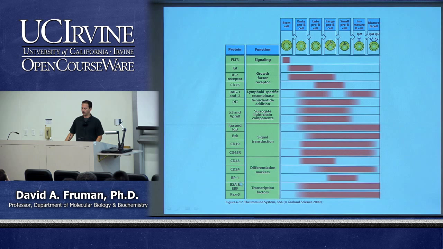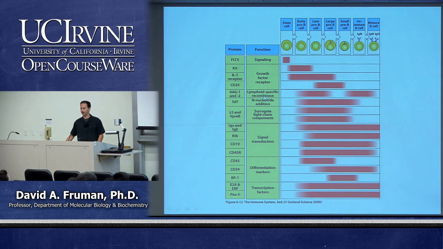And this basically shows you all our favorite stages here, early pro-B, late pro-B, et cetera, and a number of proteins down here, their function, and in orange, the stages where they're expressed. So we're not going to talk about all of these. I'll just show you the ones we're interested in here. We'll start with RAG1 and RAG2. As you know, these are only expressed in developing B and T cells, so it's lymphoid-specific recombinase.